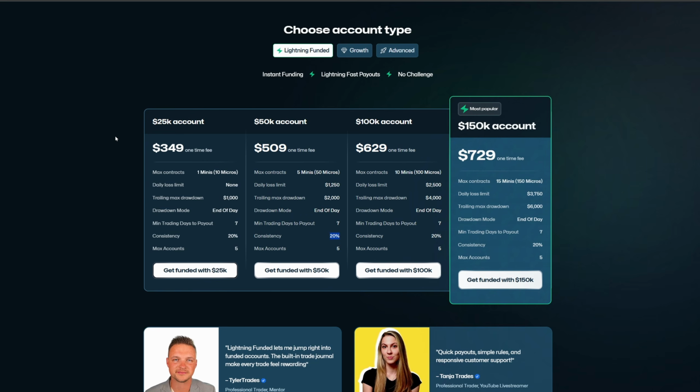For instance, if we come over and we look at Tradeify, if you trade the straight send the funded accounts, we have a 20% consistency rule. You also have a daily loss limit of $1,250.